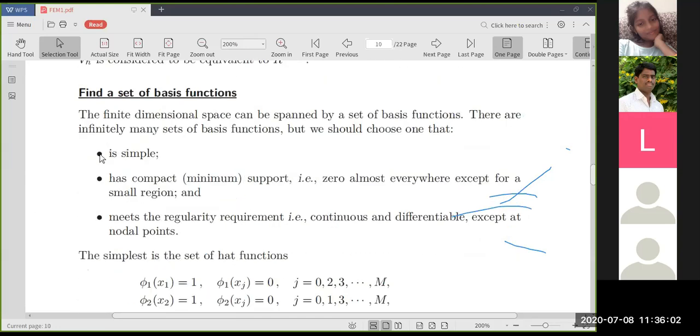Next, we need to find the basis functions. How do we find the basis functions? The criteria is that the basis function has to be simple and it has to have compact support. Compact support means it is 0 everywhere except a small region.